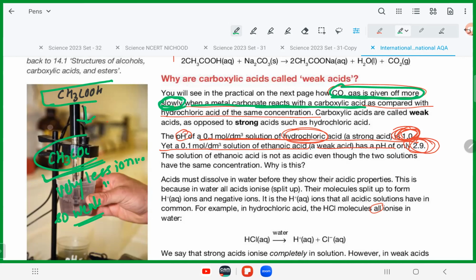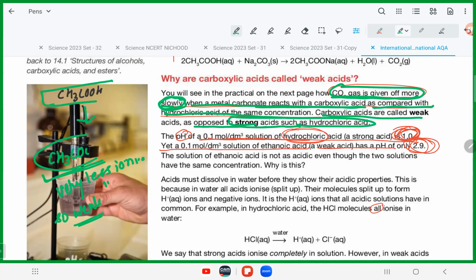Is it slower? Yes, as compared with hydrochloric acid of the same concentration. So if you are talking about HCl, will CO2 be faster or slower? HCl will be faster. Understood. So why is this happening? Because carboxylic acid is weak, compared to a strong acid such as hydrochloric acid. These two concepts are okay.